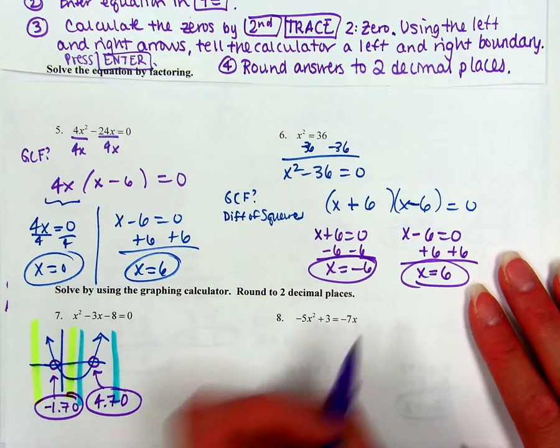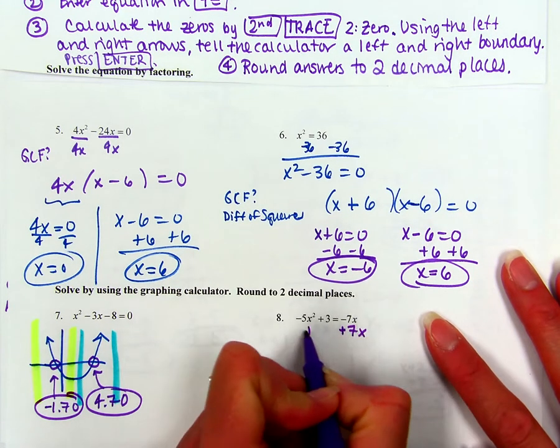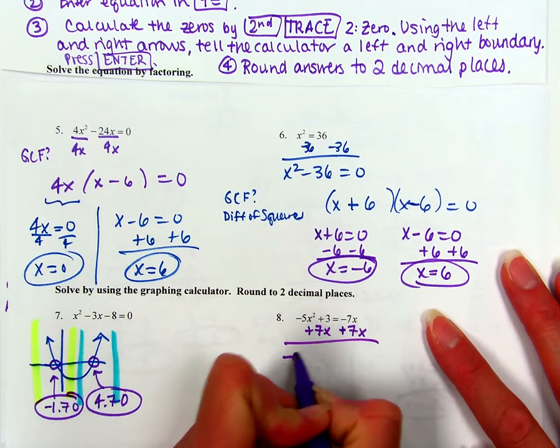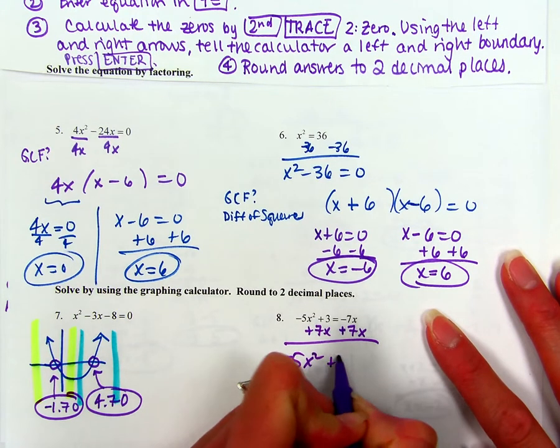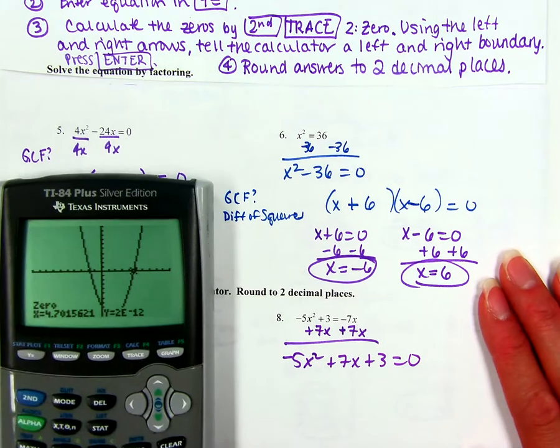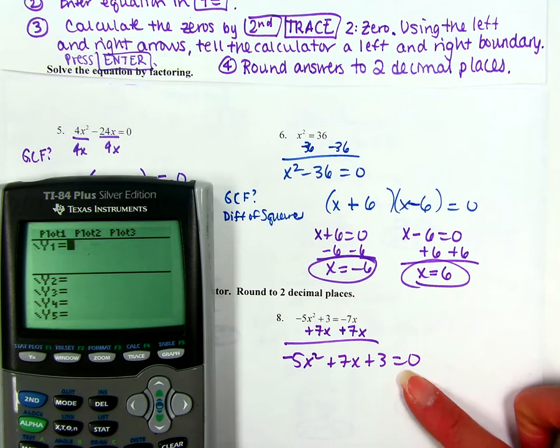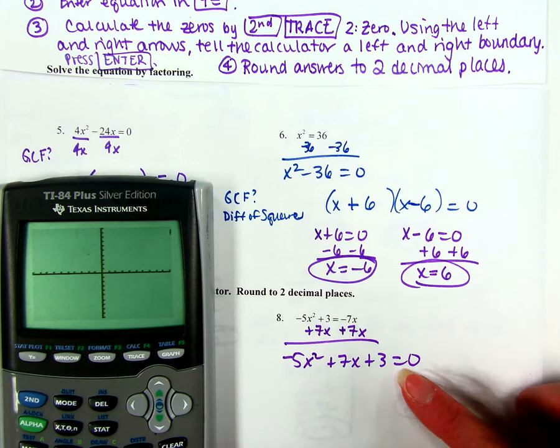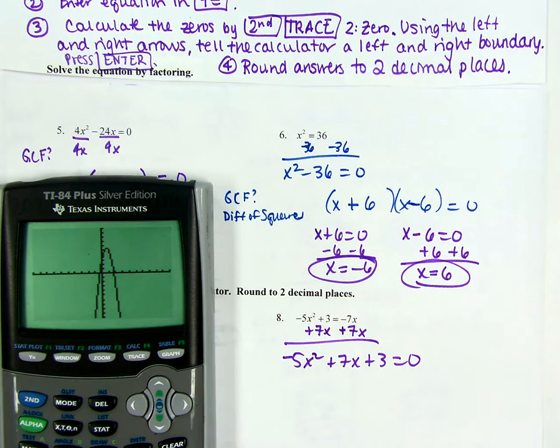Number 8, we have to move everything to the left side first. So I've got negative 5x squared plus 7x plus 3 equals 0. All right, so I'm going to go to y equals, type in this equation, negative 5x squared plus 7x plus 3. And I'm going to hit graph. Okay, so this time my parabola opens down.